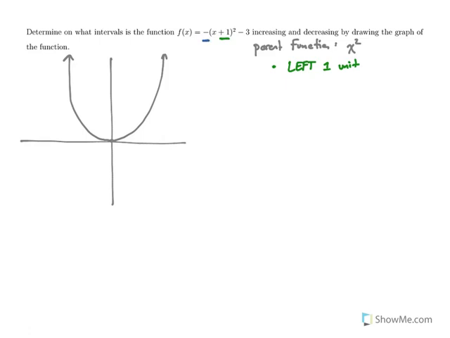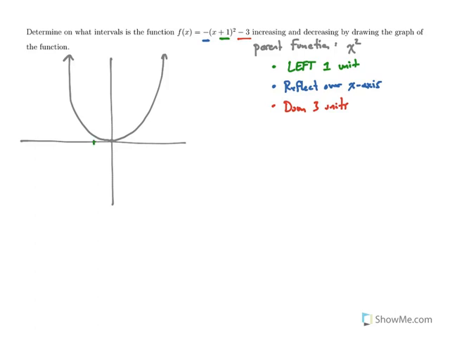The negative out here is going to reflect over the x-axis. And the minus 3 is going to move down 3 units. So let's do all those function transformations.